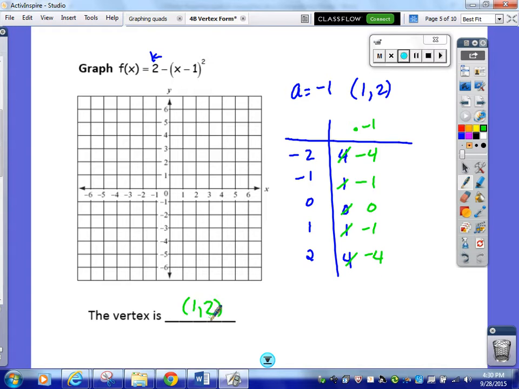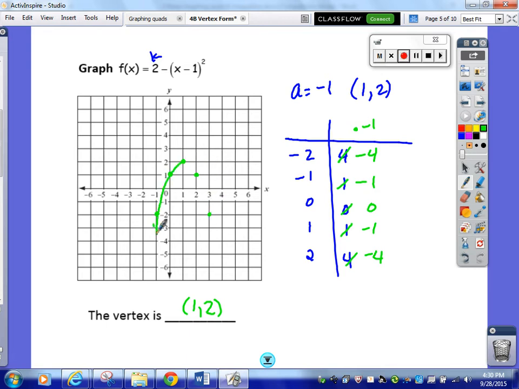Now we're here, remember, our vertex is moved. 1, 2. So now these are counts. We're counting. We're going to go left 2, down 4. I'm flipping it. Left 1, down 1. 0, 0, back at my vertex. Right 1, down 1. And right 2, down 4.